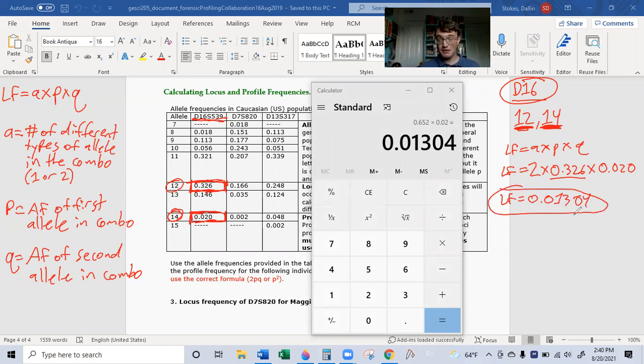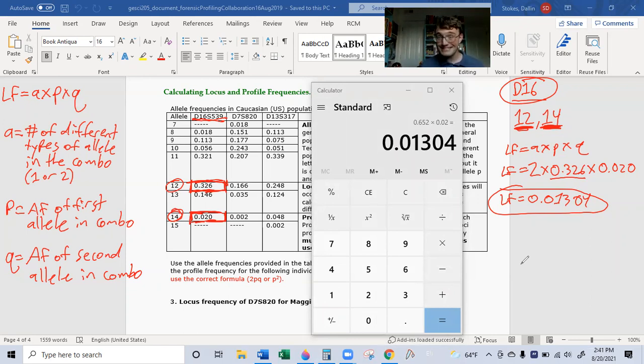Now notice, this is a really small decimal number. What this means is the odds of having a 12-14 combo at D16 are 1.3%. That's a really small number, and that's much better than the 0.326 that we were playing with earlier. It's much better to say 1% of the population could match this DNA sample, as opposed to 32% of the population.